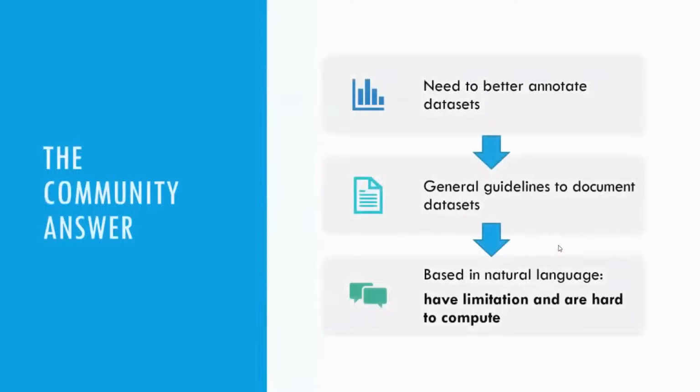Okay. And what's the conclusion of these troubles? That we need to better annotate data sets. And it is a widely known idea in the community. And the machine learning community is proposing general guidelines to document data sets. Sounds familiar to us, this kind of documentation in assets. But, and there is always a but, these general guidelines that tell us what has to be annotated or how we can document datasets are based on natural language, have limitations, and are hard to compute. So here comes our proposal.